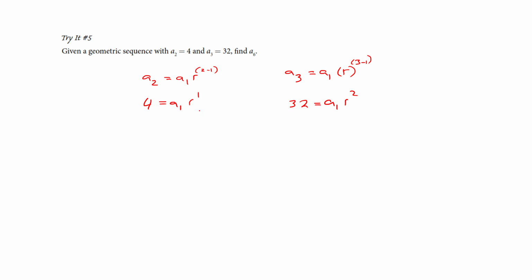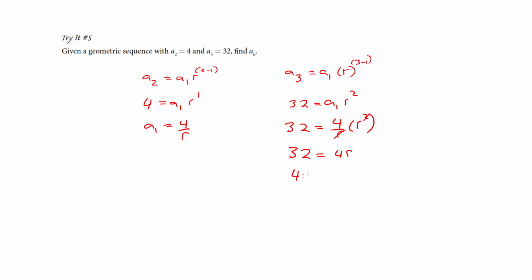So I'm trying to see which would be easier. Okay, so let's go this way. We want a1 to be 4 divided by r. So let's take that and plug it into the second equation. 32 equals 4 over r times r squared. Well, this is pretty easy here. One of the r's will cancel, so I can cancel this r with the exponent. So this gets down to 1r, so I've got 4r.